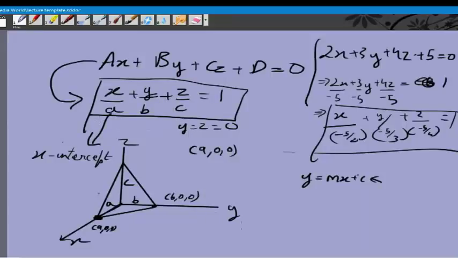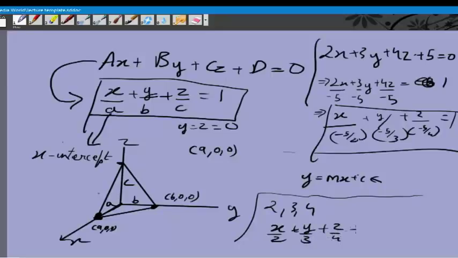So let's say you are told to find the equation of a plane which has the x, y and z intercepts at 2, 3 and 4. Means it passes through 2, 0, 0, 3, 0 and 0, 4. Then the equation would simply be x by 2 plus y by 3 plus z by 4 is equal to 1. So this is one more quick way you can get the equation of a plane, or rather inversely from the equation of a plane you can determine things.